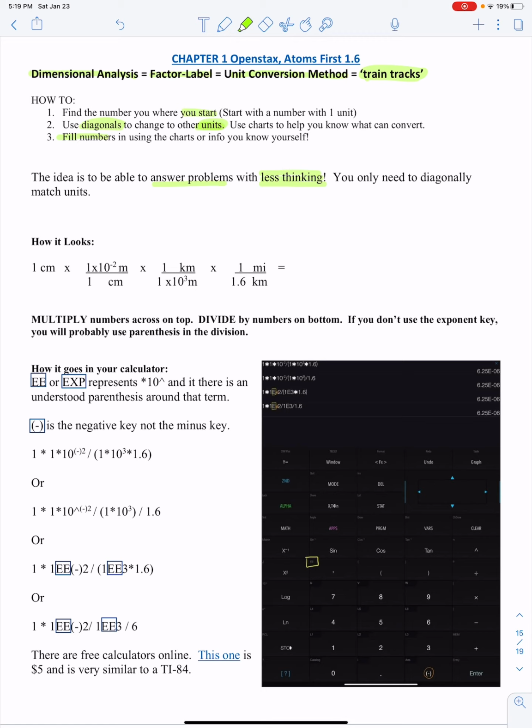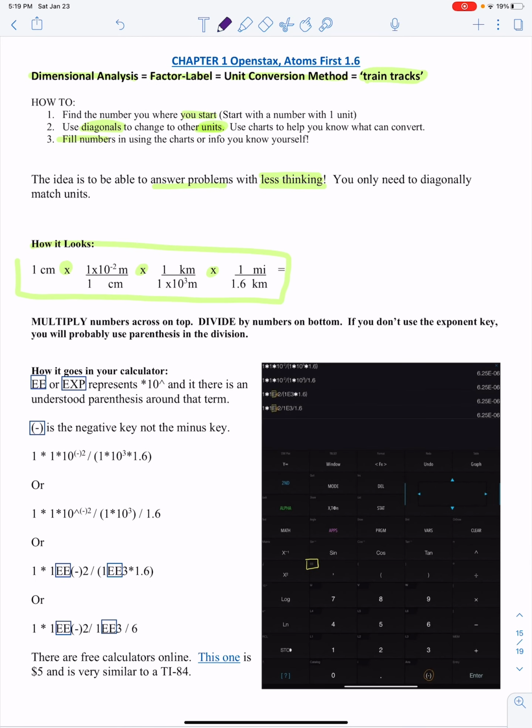This is how it looks. It'll have this kind of a look where things are separated with these times symbols, and it kind of looks like you're doing fractions. When you put it in a calculator, it's like this number times this number times this number times this number divided by this number divided by this divided by this. Because it's math, you can do it in any order too.